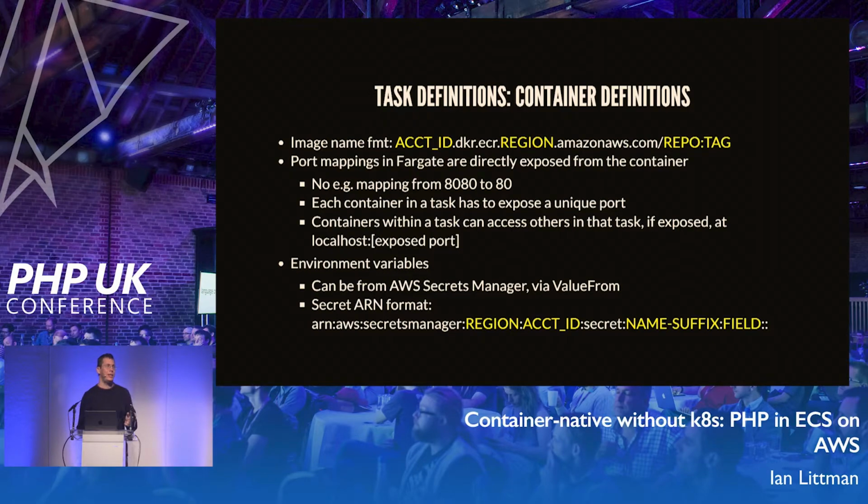Additionally, you can inject environment variables into the container at this point. Those environment variables can either be hard-coded, or you can pull them from elsewhere in AWS. For example, the AWS Secrets Manager, or Systems Manager. Some of these service names are inconsistent about whether it's AWS or Amazon. So you can pull environment variables from there.